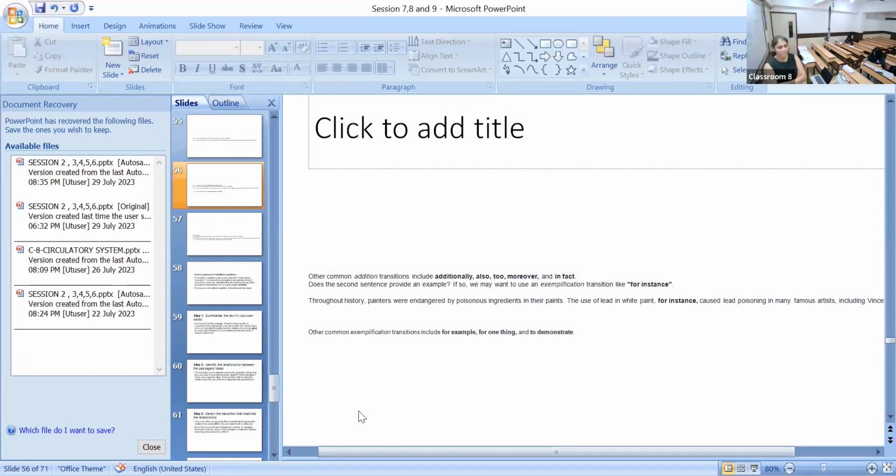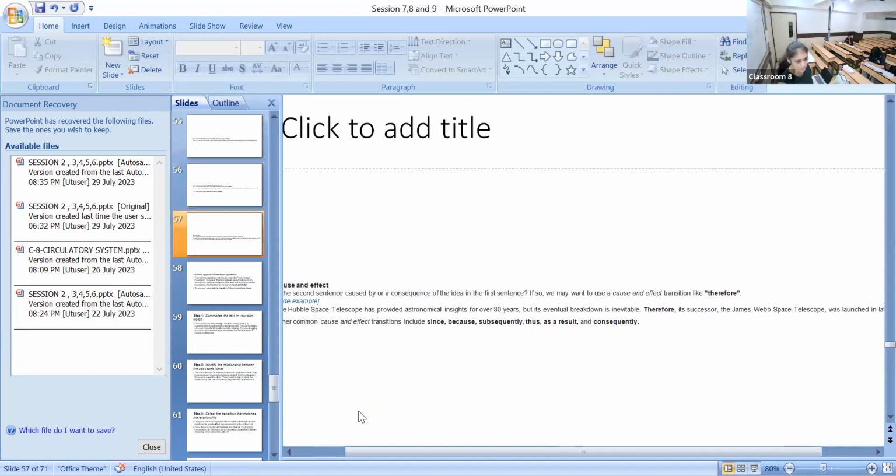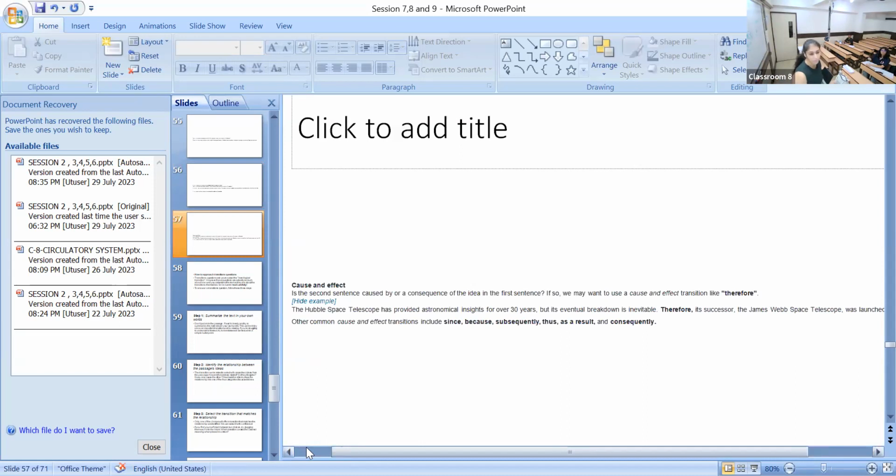For example, for one thing, to demonstrate, for instance. Okay, so these are exemplification transitions. Now this is about your cause and effect.